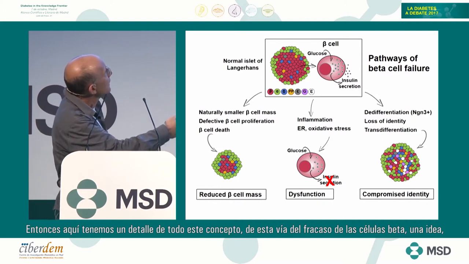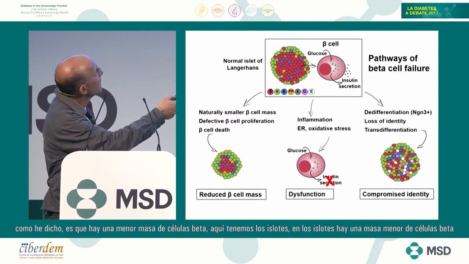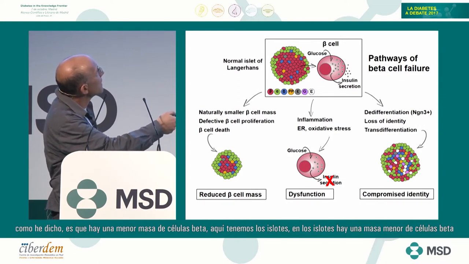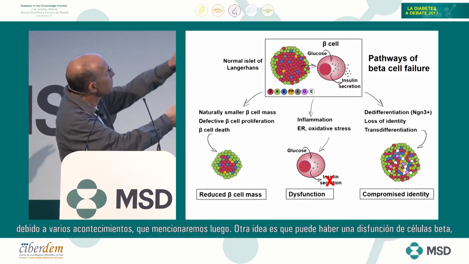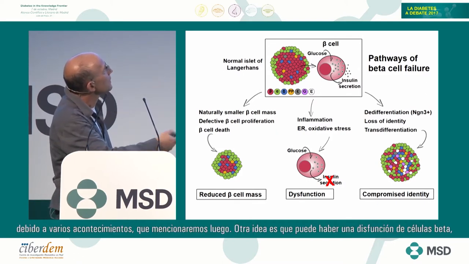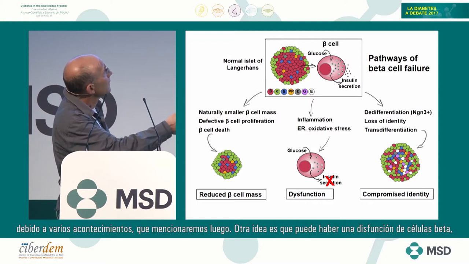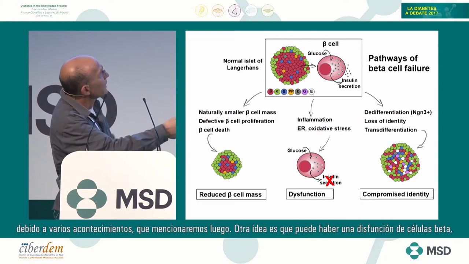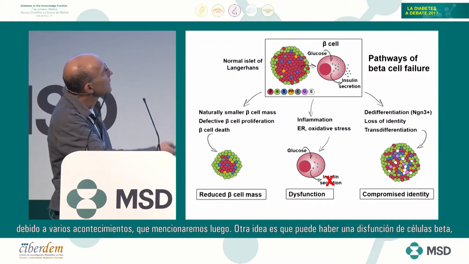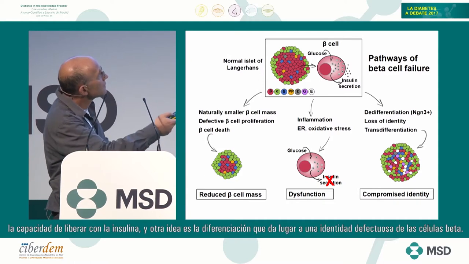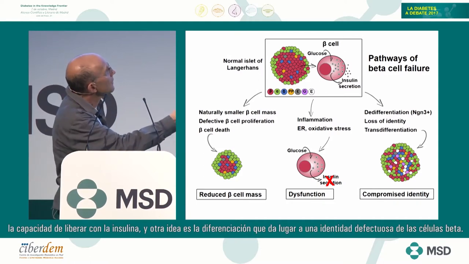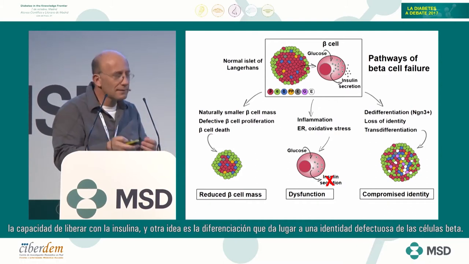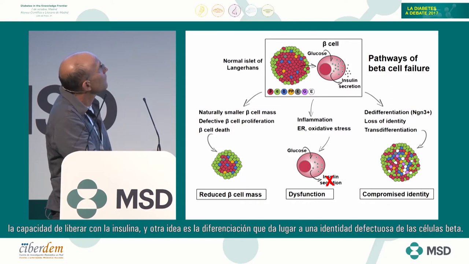As I said, one idea is that there is reduced beta cell mass. These are the islets, and here in the islet, reduced beta cell mass due to several potential explanations, which I'll talk about in a second. Another idea is that several factors cause beta cell dysfunction, an inability to properly secrete insulin. And the third, most novel idea is this dedifferentiation leading to compromised beta cell identity. I'll go over these now.